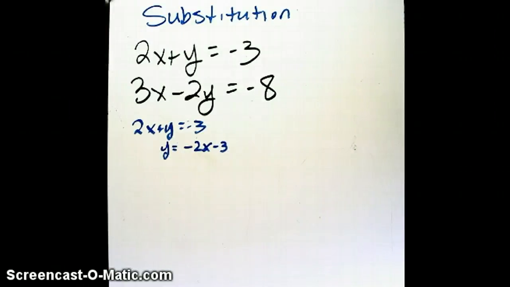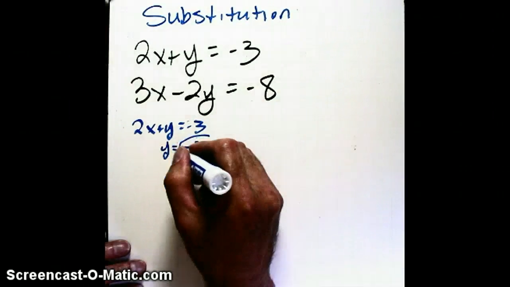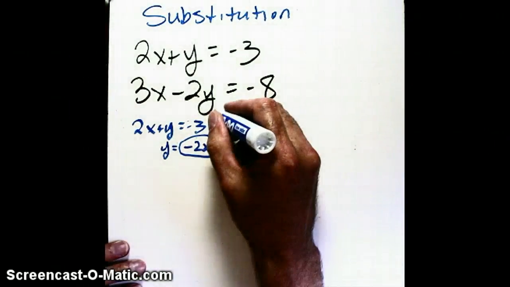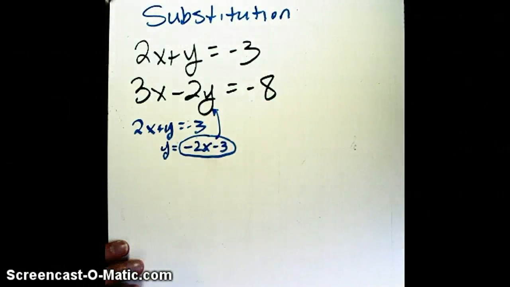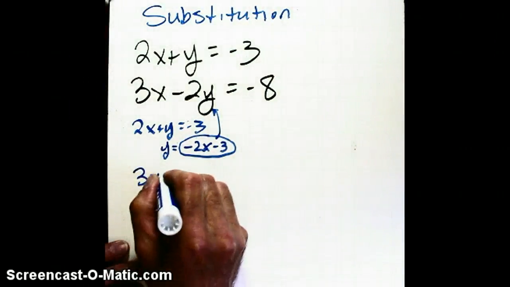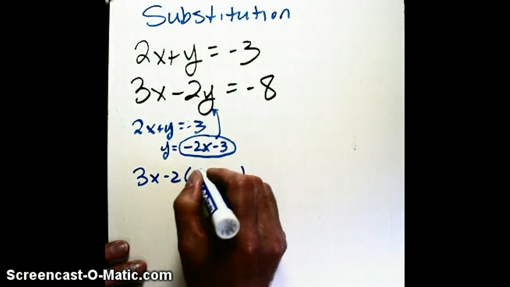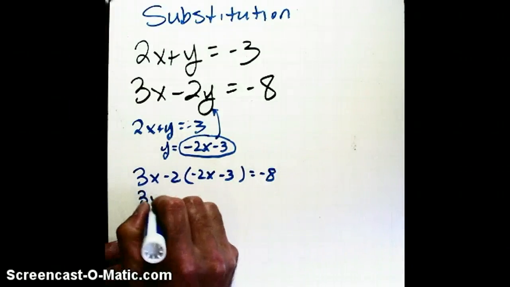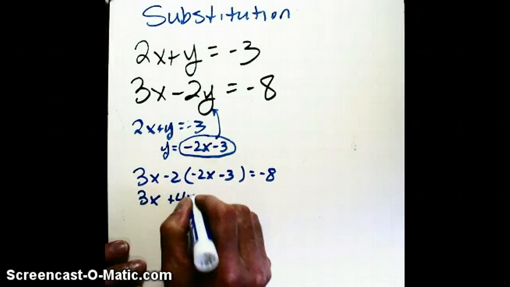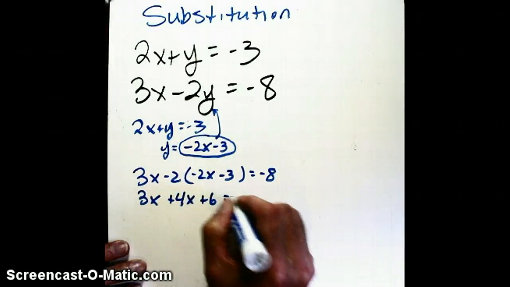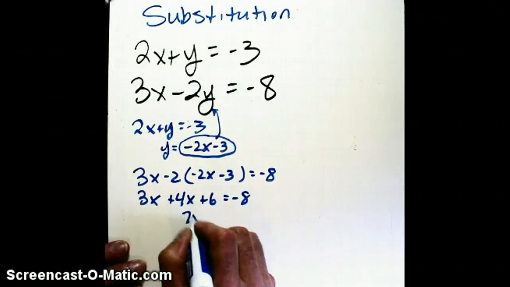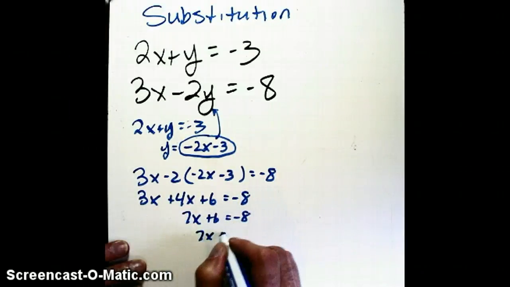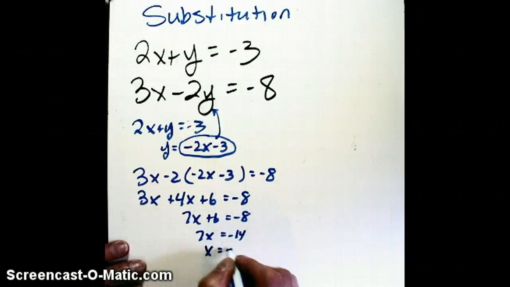All right, now I'm going to do substitution. Y is, let's call this blah, okay? I'm going to plug that in for the y in the second equation. So let's do this. 3x minus 2 times blah is equal to negative 8. So 3x plus 4x plus 6 is equal to negative 8. That's 7x plus 6 is equal to negative 8. Subtract the 6, negative 14, so x is negative 2.